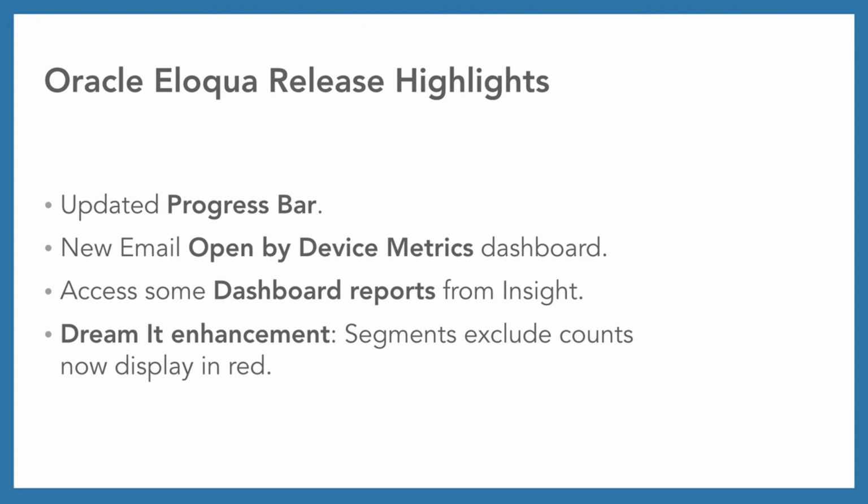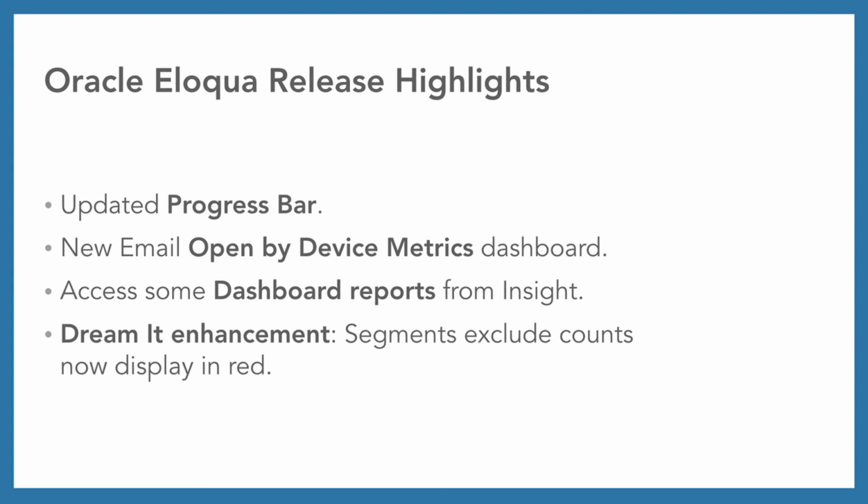The progress bar across the top of the screen has been cosmetically enhanced. It's a little bit clearer and more obvious, I think, which is a good thing. There's also a new dashboard, which shows you open by device. So you can look at a particular email and get some overall dashboard performance reports in relation to really what are people looking at when they open your emails. Are they on desktops? Are they on mobiles? Is it an iPhone, a Samsung, etc., etc.? You'll be able to see all of that. Also, some of those dashboard reports are also now available from within Insight.